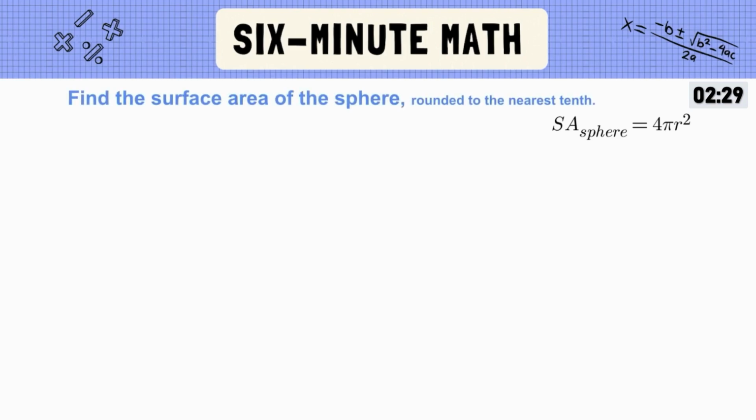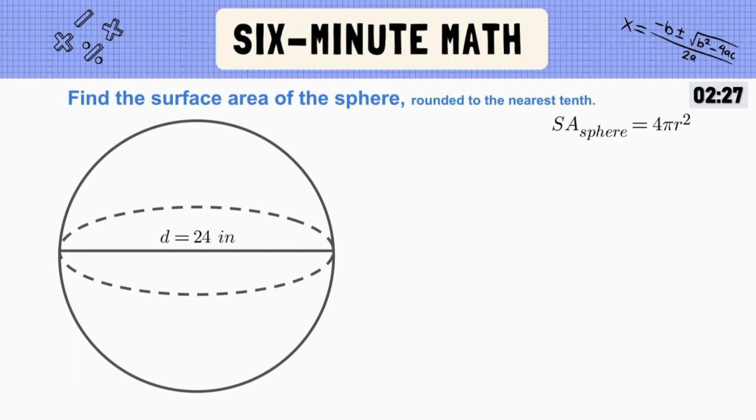On to our last example. In this situation, we are given diameter, so we need to actually find the radius. So we know that our radius is our diameter divided by 2, which is equal to 24 divided by 2, which makes our radius 12.